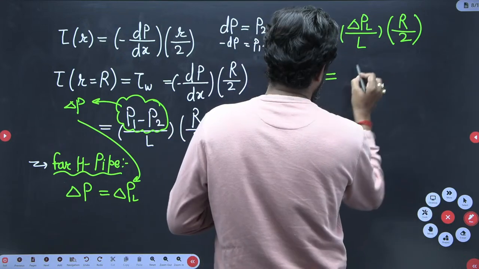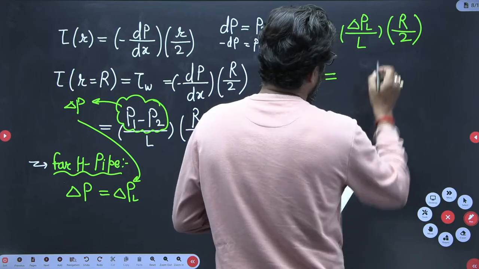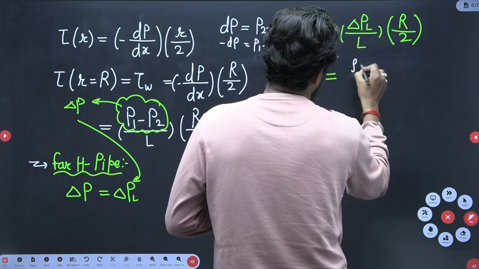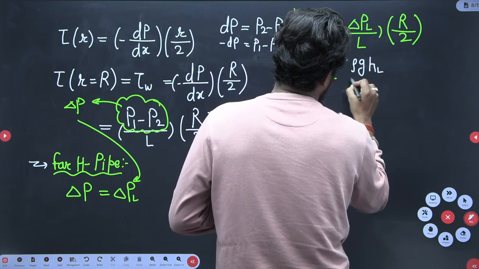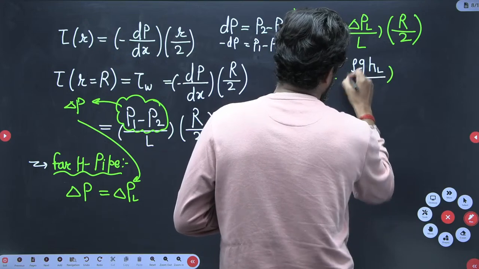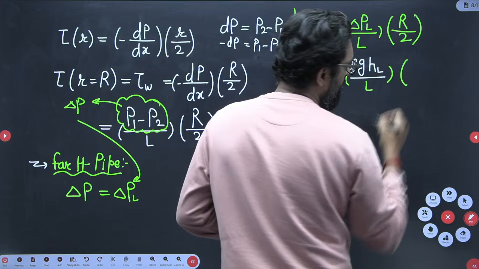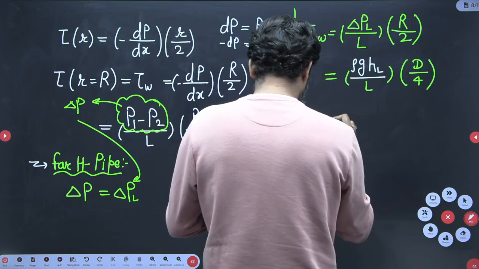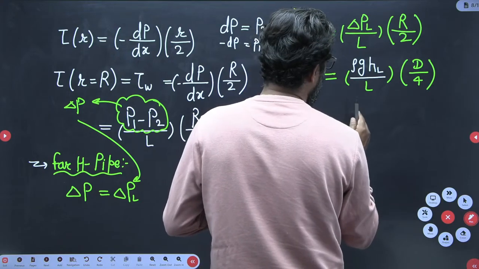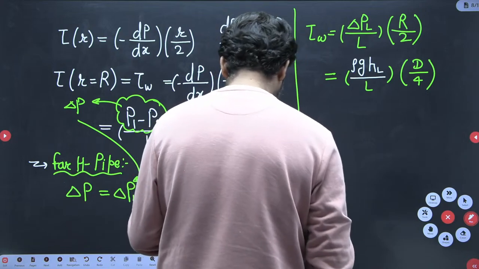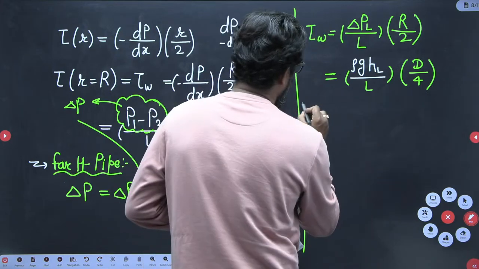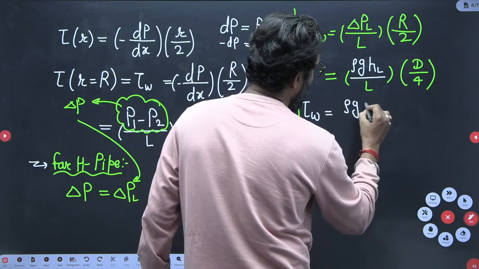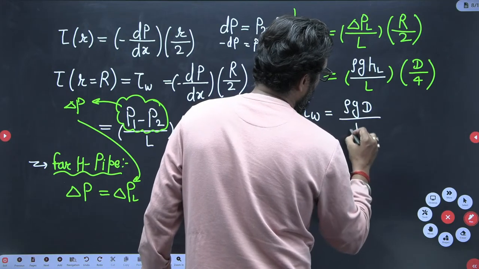Now if you rearrange in the form of D, so what is delta P? Delta P is rho g h_L divided by L into, if you put R equal to D by 2, that means D by 4. So if you rearrange like that, wall shear stress is equal to rho g D divided by 4L.